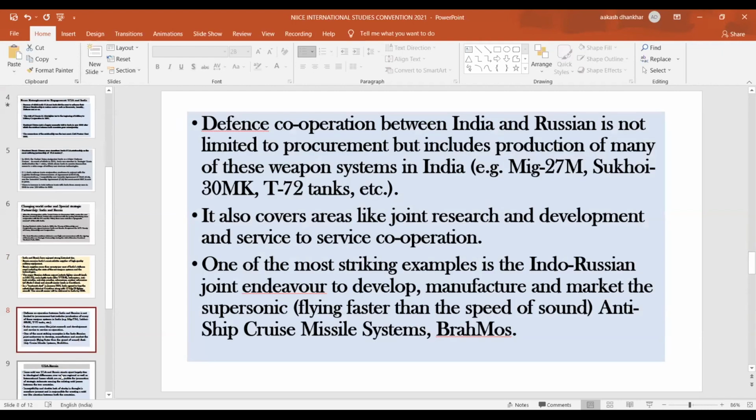The defense cooperation between India and Russia is not just limited to the procurement of weapons, but also includes the production of many weapons systems in India, like the MiG-21M, Sukhoi 30 MKI, and T-72 tanks, etc. It also covers areas like joint research and development and service-to-service cooperation. One of the most striking examples of Indo-Russian relations was the joint endeavor to develop, manufacture, and market the supersonic anti-ship cruise missile system, the BrahMos.